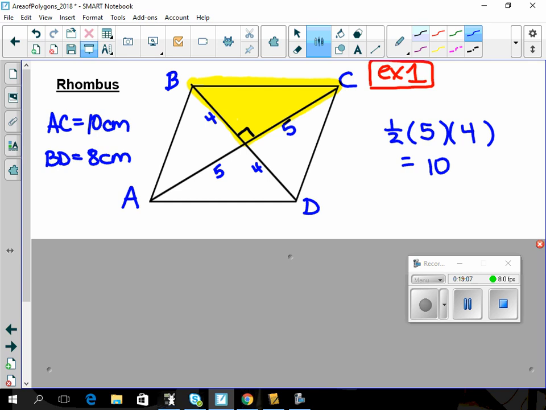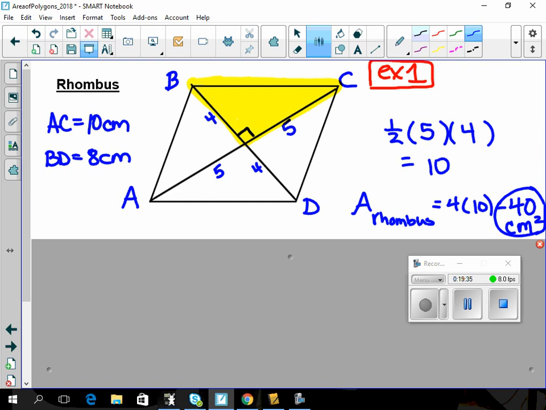How can I find the area of all of the rhombus? What's true about all of those triangles on the inside of the rhombus? They're all the same. Aren't all the sides the same in a rhombus? Yeah. So all the triangles are the same on the inside. So to find the area of the rhombus, isn't it just 4 times 10? Or 40 centimeters squared.